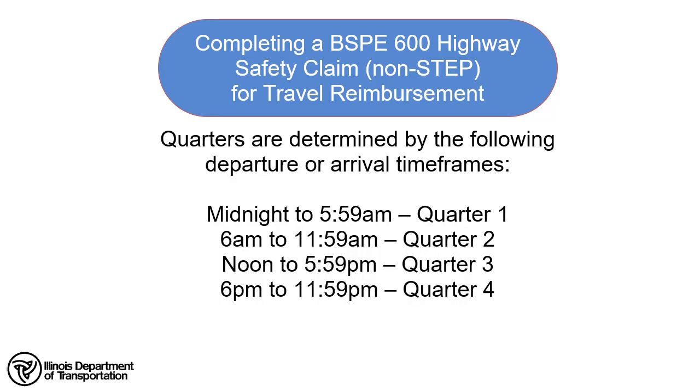Quarter calculations are as follows. Midnight to 5:59 a.m. is the first quarter. 6 a.m. to 11:59 a.m. is the second quarter. Noon to 5:59 p.m. is the third quarter. 6 p.m. to 11:59 p.m. is the fourth quarter. For departure and/or arrival times any time during the quarter, the traveler is eligible for the entire quarter's per diem. However, if the traveler arrives right on the quarter break, the traveler would not be eligible for the next quarter.